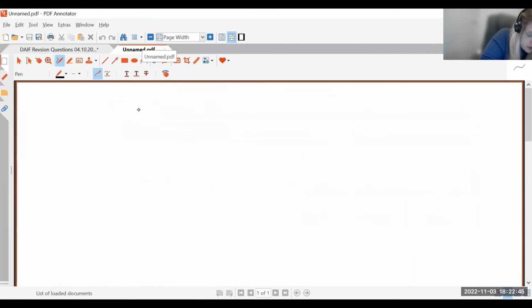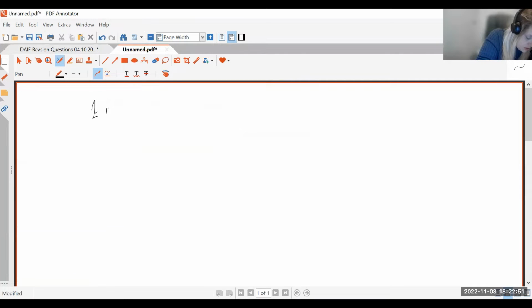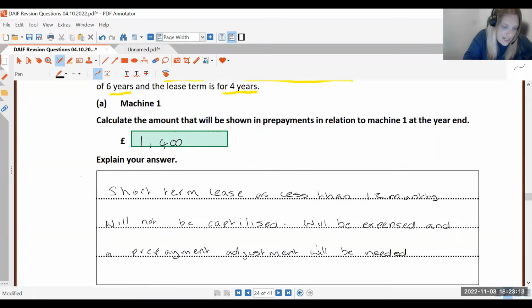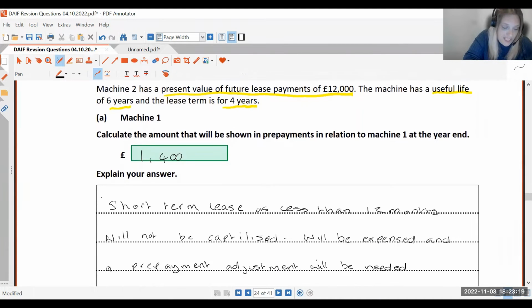So to calculate the prepayment figure, we would do, let's just use our separate piece of paper, the 14,000, which is how much they paid in total, and times it by 1, divided by 10 to give us the monthly figure of 1,400. So we know it's a prepayment of 1,400 for 1 month. And then that's the figure that we pop in this box here because it asks us how much will be shown in prepayments in relation to machine 1. Okay, that £1,400 is actually for October, which is in the next accounting period.